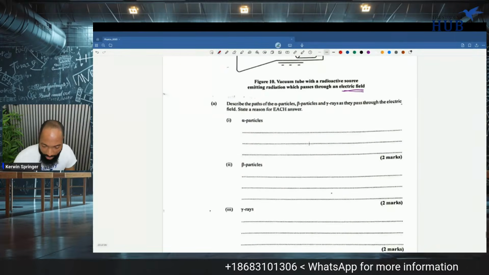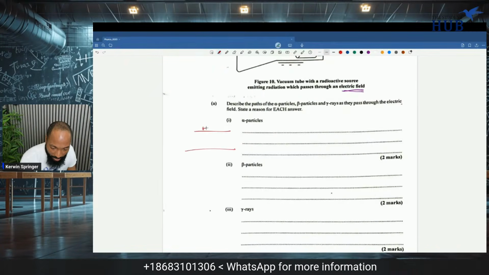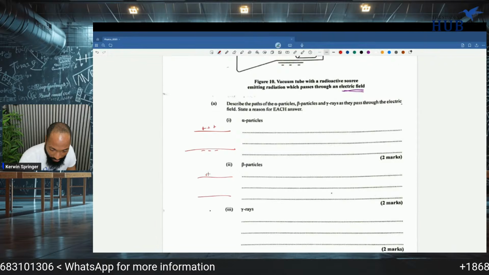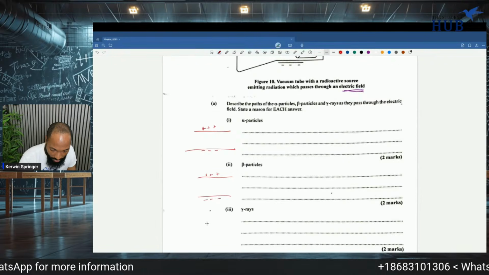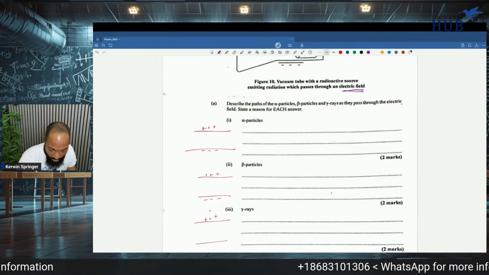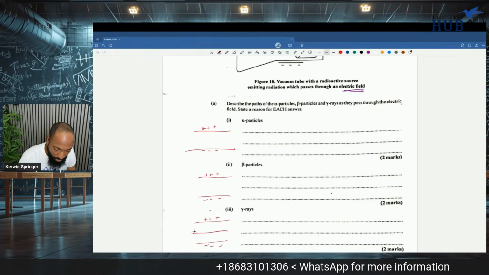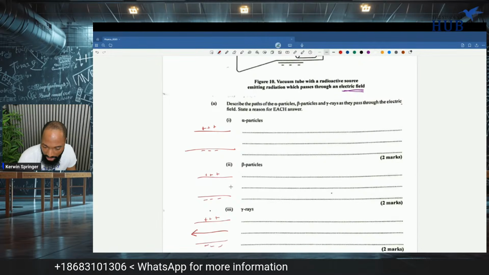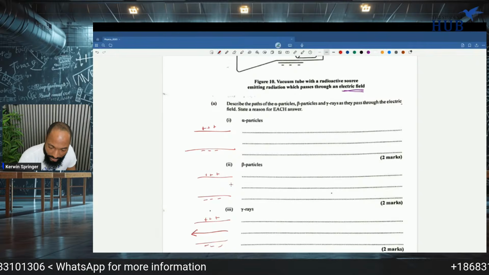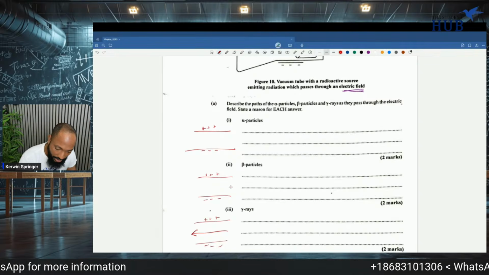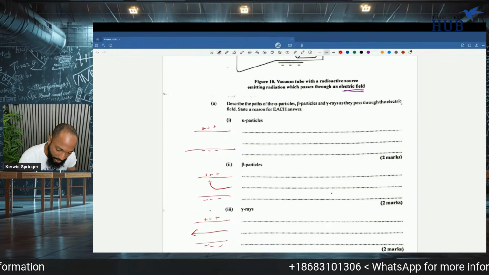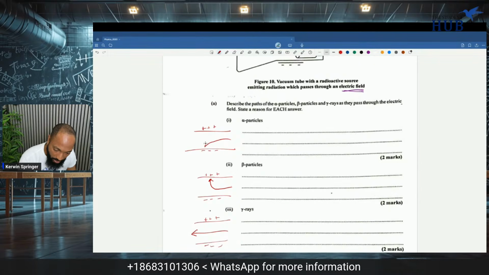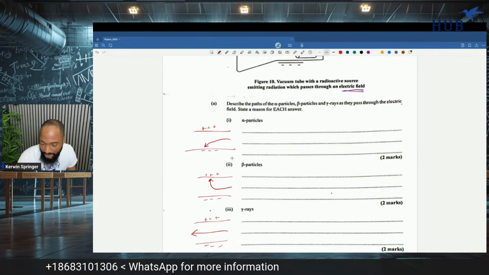I would draw it, to be honest. I'll put it on this idea: plus, plus, plus, negative. I will still talk about it, but I'll draw it first. So the gamma goes through like nobody's business. The beta particles actually curl faster, and they will curl towards the positive, right? The alpha particle curls slower because they are heavier.